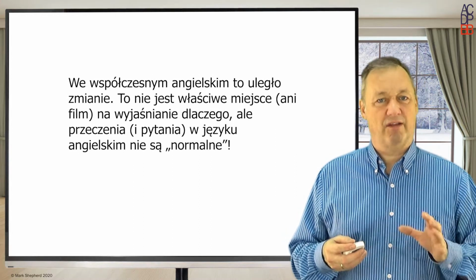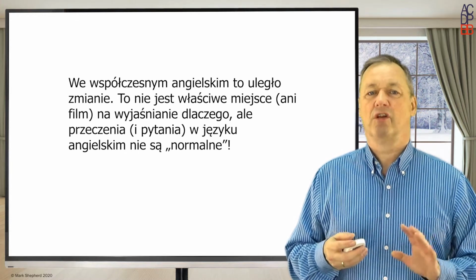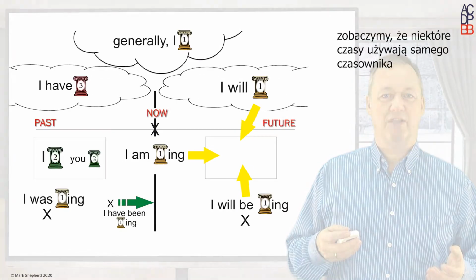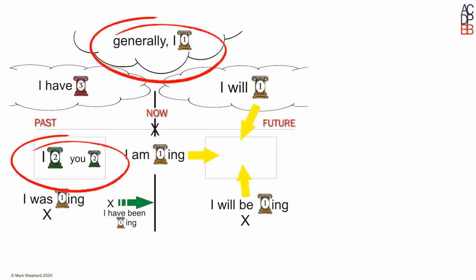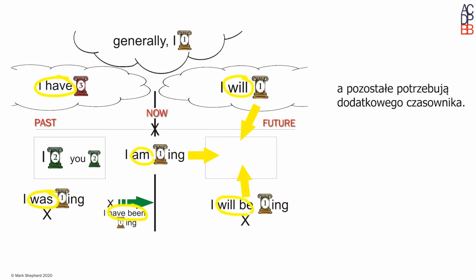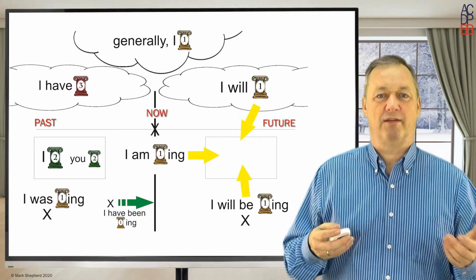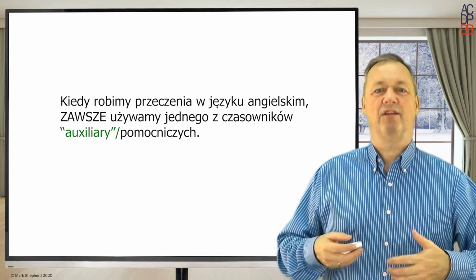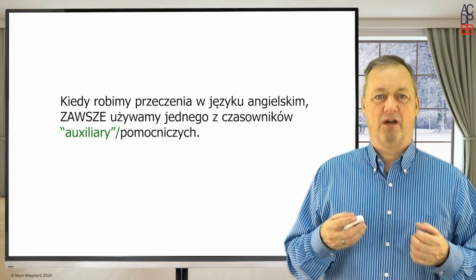In modern English, this has changed. Now, this isn't the right place or film to explain why, but negatives and questions in English are not normal. Now, if we look at the tense picture, we can see that some tenses use the verb by itself, column 1, column 2. The others all use another verb to make the tense. Now, we're used to this idea in Polish as well. Na przykład będę mieć. But it's much more common in English. When we use negatives in English, we always use one of these auxiliary or helper verbs.